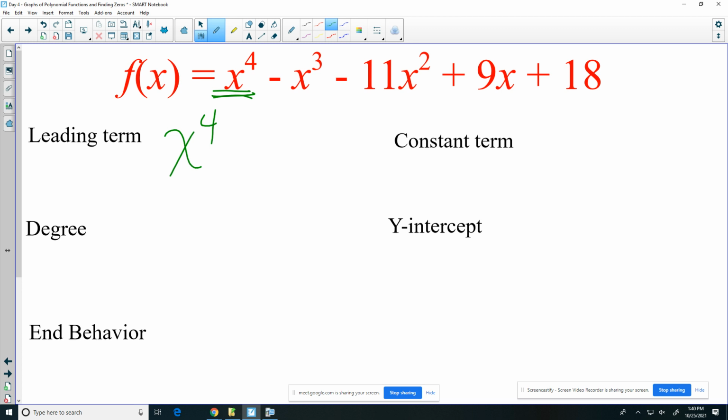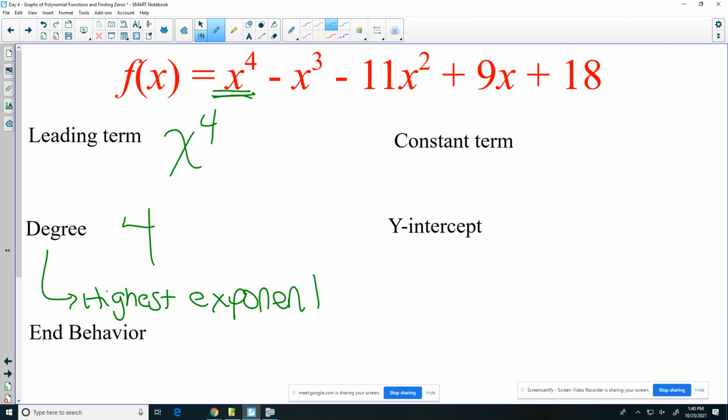Emily, what's the degree of my polynomial? It's your highest exponent. 4. Correct. This is called a fourth degree polynomial. Your degree is simply the highest exponent. The degree of the polynomial tells us the basic shape.